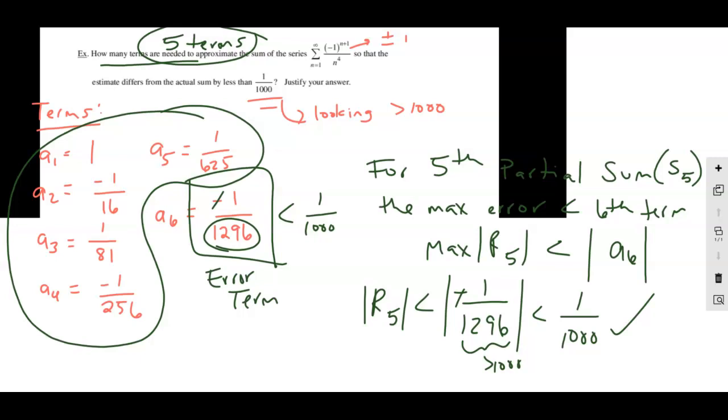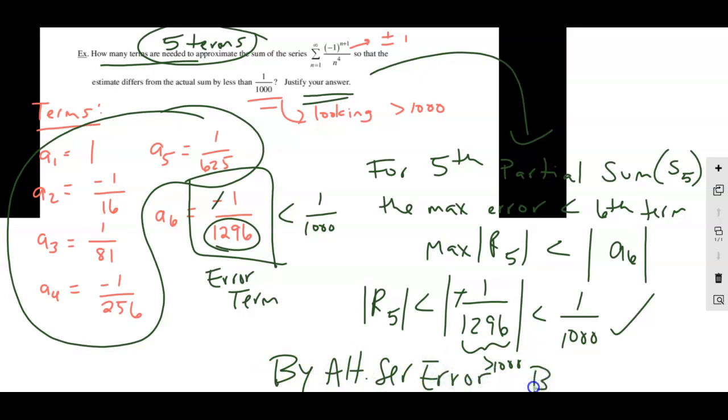Right? So for the 5th partial sum, S of 5, we know the maximum error would be less than the 6th term by itself. So I had to find the term that was small enough, which ended up being the 6th. So therefore 5 terms. And really your justification is like this. If you wanted to say something like by alternating series error bound, it's always a good idea to cite your tests or your theorems. By the alternating series error bound, I know that next term, that first unused term in the tail, is the maximum error we could have had from a partial sum. And since that sixth term was small enough, the first 5 terms needed to be my collective sum.